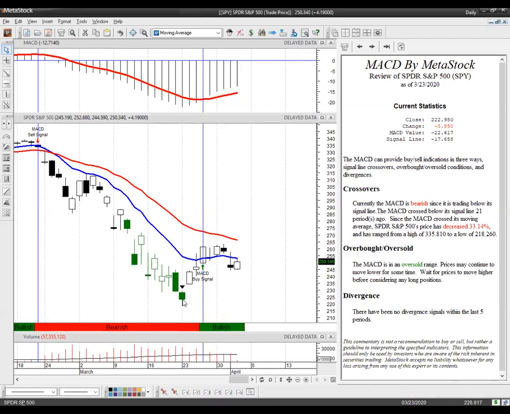So if we're going to move it right, I'm going to move it right here just so I can talk a little bit about the overbought, oversold range. Right now it's ignoring the last half a dozen bars or so, and it's just telling us what this bar is saying.